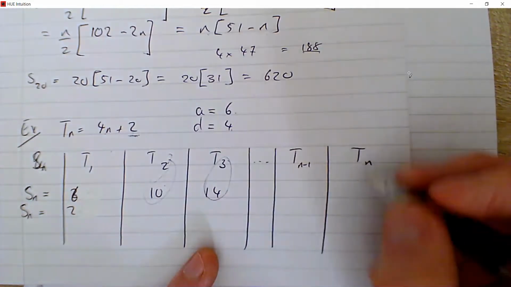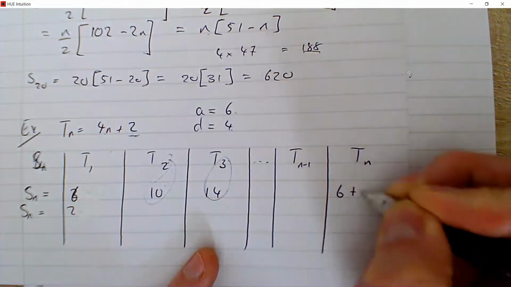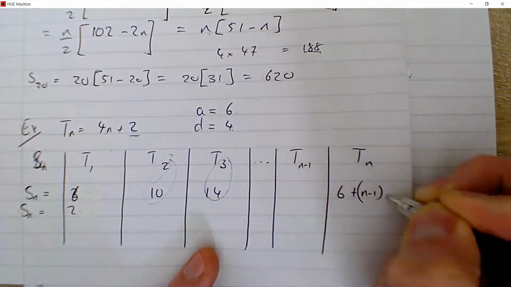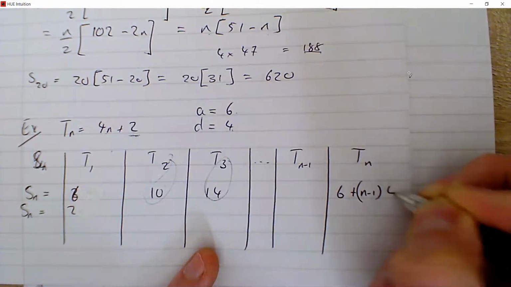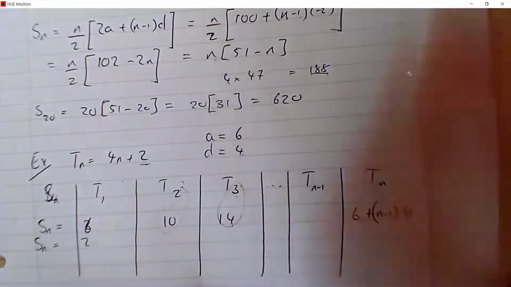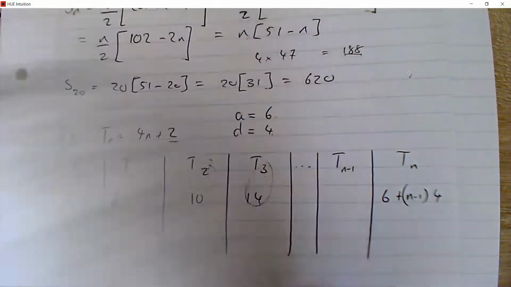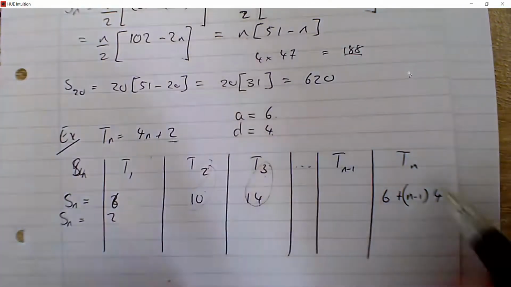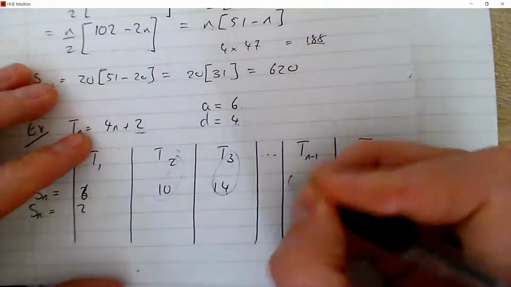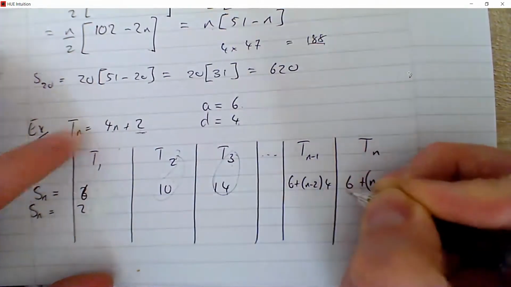You can imagine in the nth term, it's going to be the first term plus n minus 1 times your common difference. How many 4s have you added on? Well, there's n minus 1 of them there, okay? So when it was third term, it was 2 4s, you added on to 6. Okay, and that matches up with this a plus n minus 1d formulation that they use in the log tables. The previous term before that will have been 6 plus n minus 2 times 4.